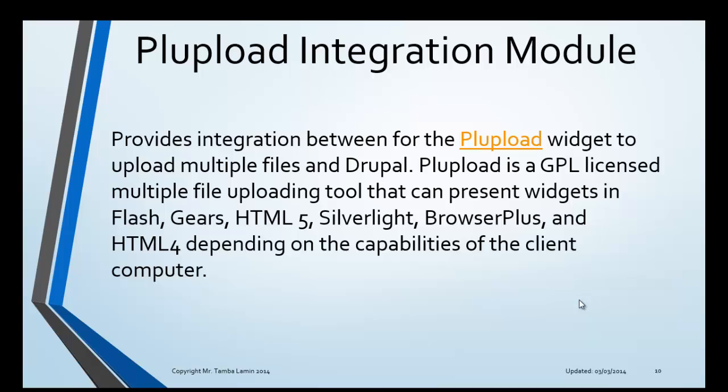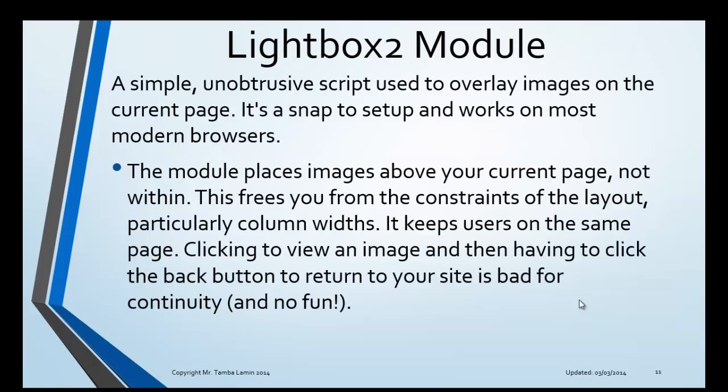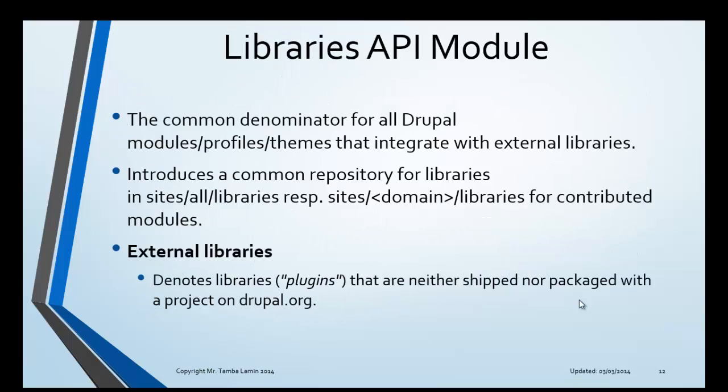This is the module that will allow us to do the batch uploads, and it comes with a plugin, so we'll have to download this third-party plugin and add it to our libraries folder in our site. We will use a lightbox module to create a lightbox of all our images. We'll display all the images, and once you click on one of the images, a lightbox will pop up with a larger image.